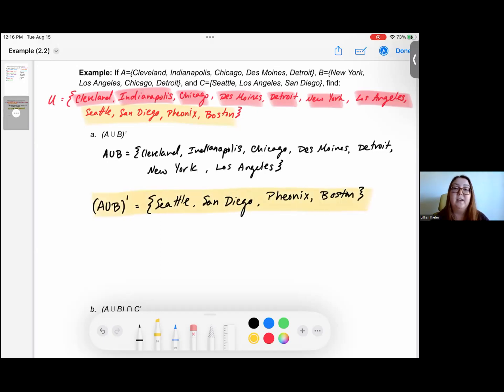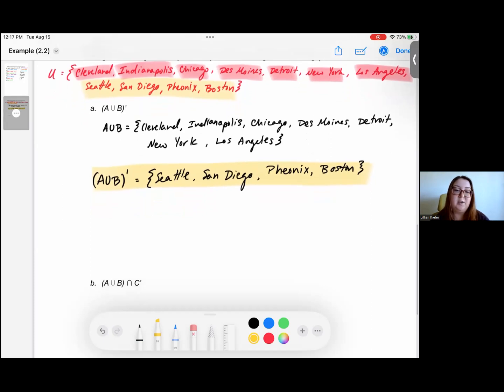Question was A union B complement. So to start off that question, we first had to find A union B. Then we went on to what is A union B complement: what is not in A union B, but is still within the universal set. So there would be our answer. Now we can go on to part B.